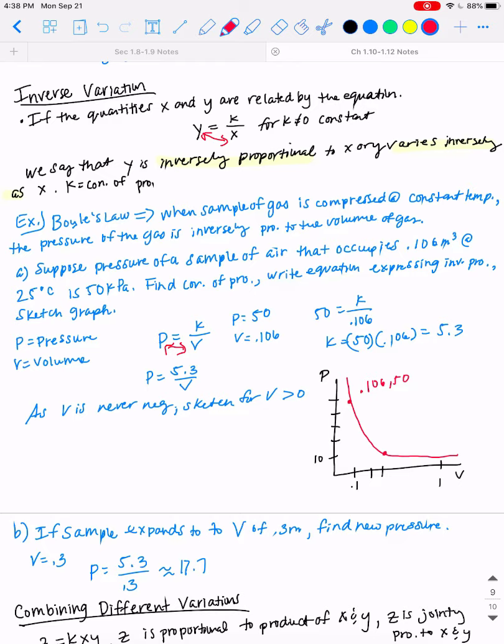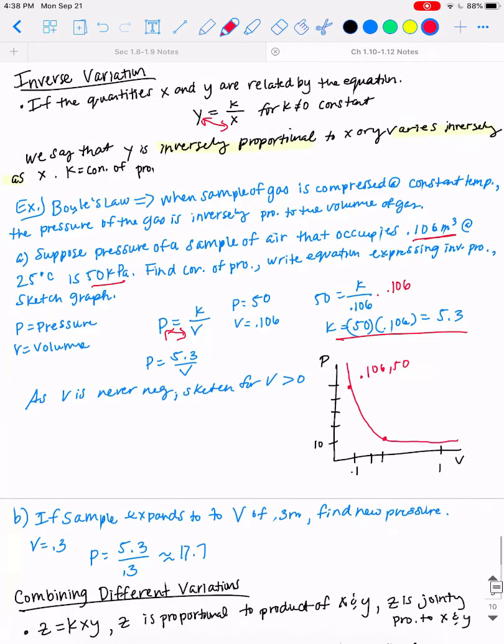We want to solve for k, so they gave us that P equals 50, this is pressure, and V is the volume, which is 0.106 meters cubed. So we have 50 equals k over 0.106. When we solve for k, we multiply this side by 0.106, and so our k is 5.3.